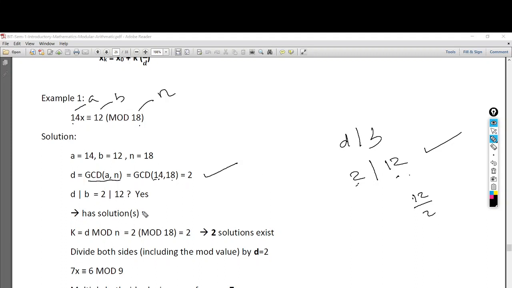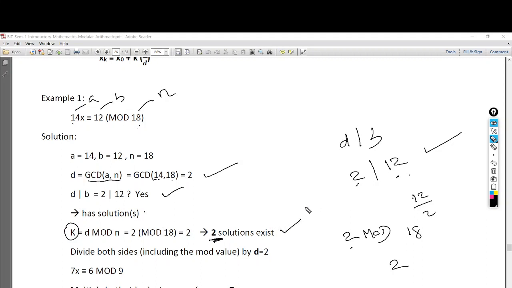Now we know that we have solutions. Now we want to find that k. So how to find k? K is our d mod n. So our d is 2, our n is 18, and we know that 2 is smaller than 18, therefore 2 mod 18 is 2. So now we got our k. K is the number of solutions, therefore we know that we are going to have two solutions. First we found that yes, it has solutions. By finding the k value, we know that there are two solutions.